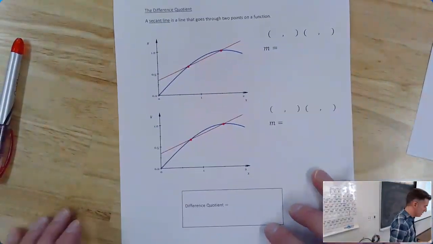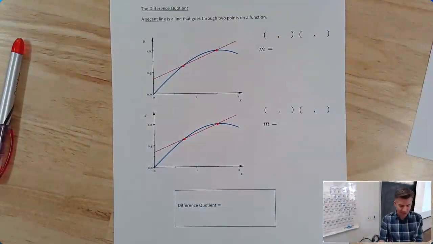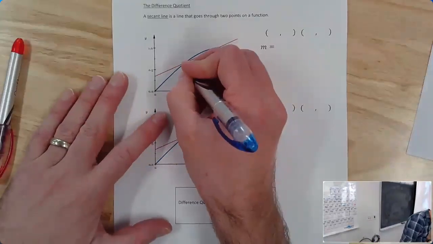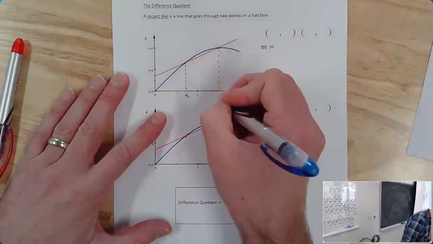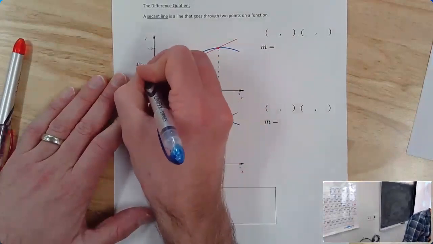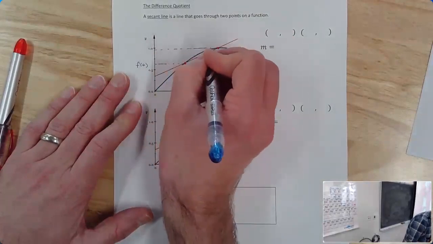The difference quotient. It's just a fancy name for the slope of a line between 2 points. But the points we're going to label in kind of a special way. So I'm looking here. I'm going to call that A. Call that B. And then this y value would be f of A. And this other y value would be f of B.